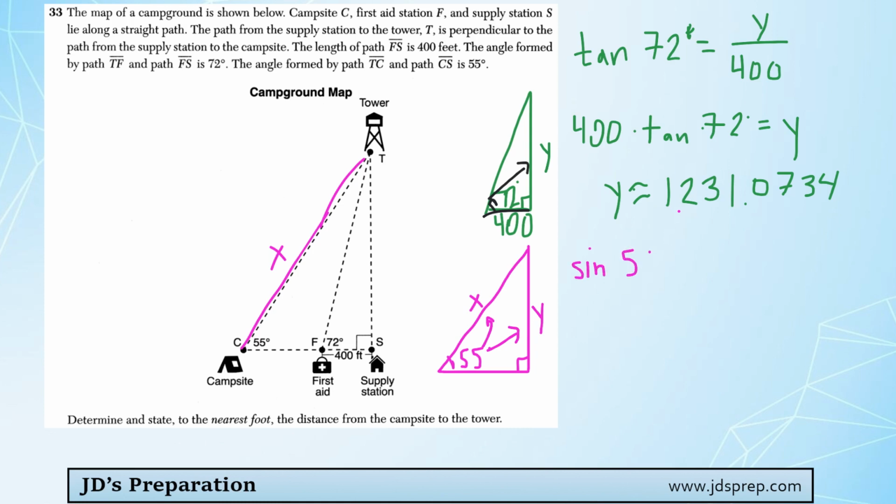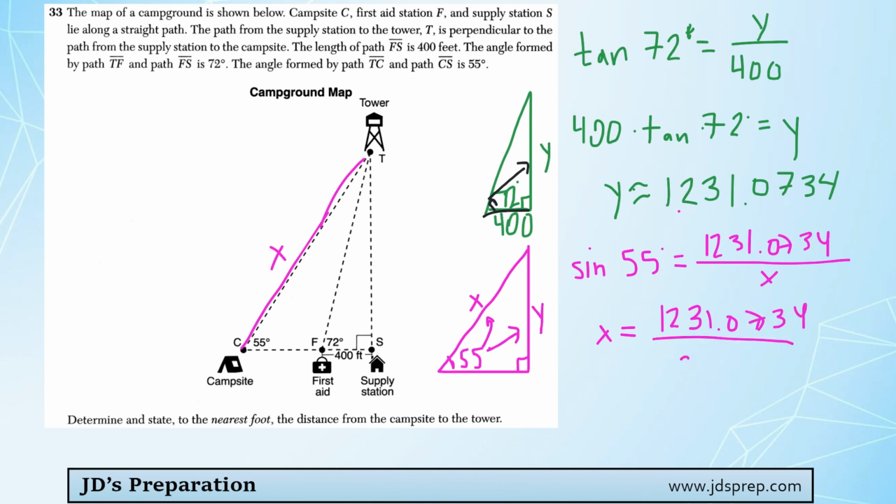So let's write that out. Sine of 55 is going to equal our opposite distance, which is what we just calculated, 1,231.0734, over our hypotenuse, which we need to figure out. So we're calling that our x. Okay, now in this case, to solve for x, we are going to take 1,231.0734 and divide that by sine of 55.